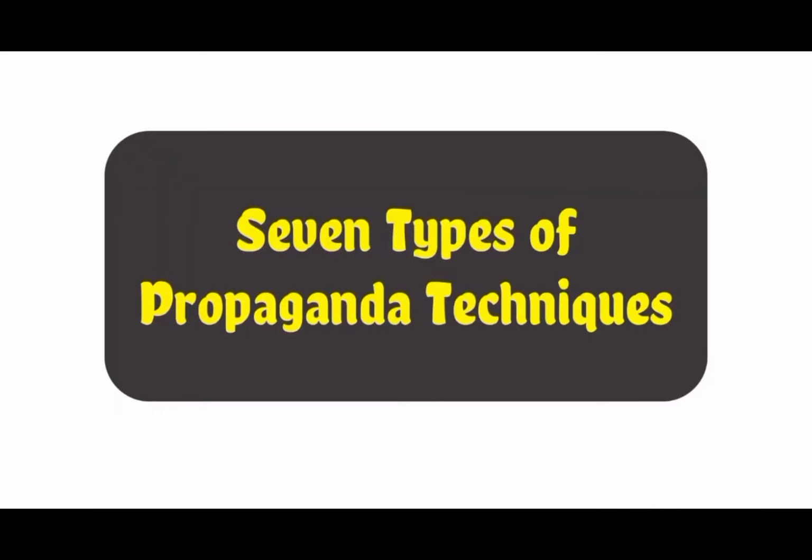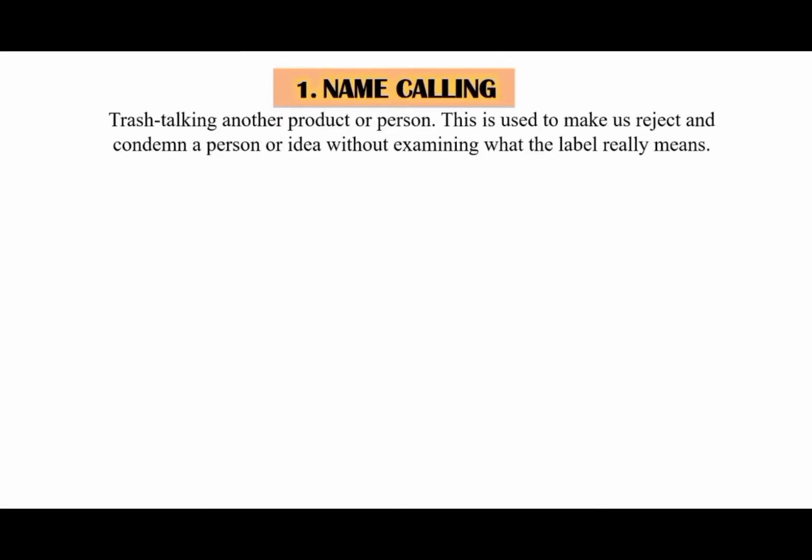These are the common seven types of propaganda technique. First is name calling. It is trash talking another product or person. This is used to make us reject and condemn a person or idea without examining what the label really means. Name calling advertising is the most common between two brands that are similar, well known, and have a loyal fan base. Understandably, they need to lure consumers from the other side to their side.